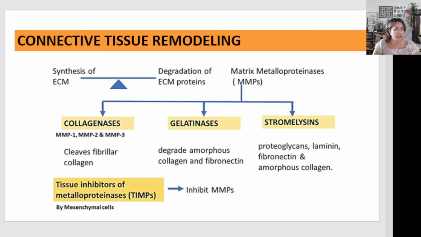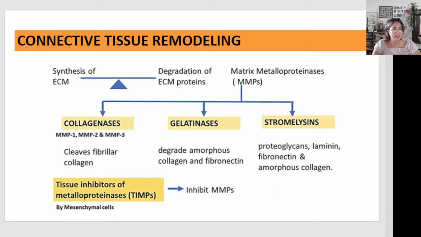And we can see over here also. So these are the three important MMPs. Now, once the function of MMPs are over, they cannot keep on cleaving collagen. So it has to be stopped, which is brought about by TIMPs. And that is the last step in scar formation.